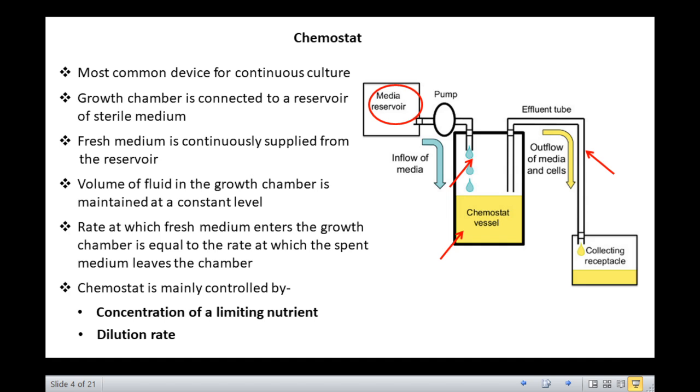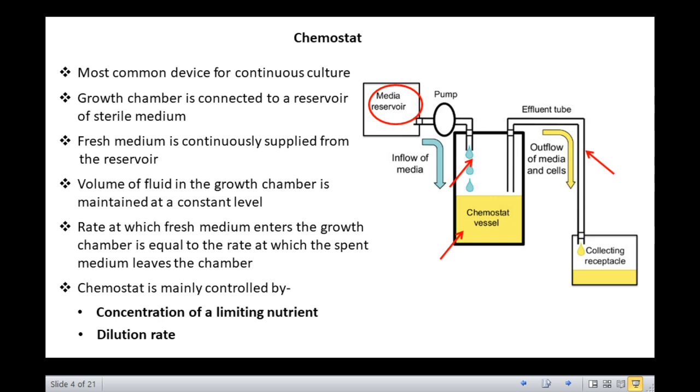All the nutrients are added in excess in the growth medium except one nutrient, which may be a growth factor or a vitamin. This limiting nutrient controls the growth rate of the culture, which is determined by the rate at which new medium enters the growth chamber. The final cell density depends upon the concentration of the limiting nutrient.